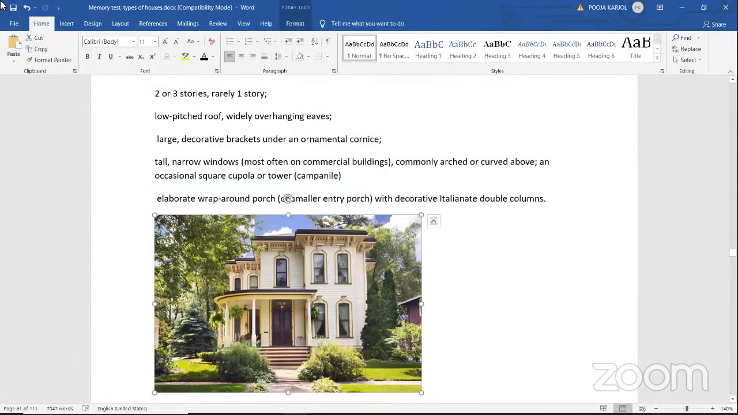Italianate, two or three stories, low pitched roof, widely hanging eaves, overhanging eaves. Large decorative brackets under an ornamental cornice. Tall, narrow windows, often on commercial buildings. Commonly arched or curved above, you can see here. An occasional square cupola or tower. Elaborate wraparound porch.